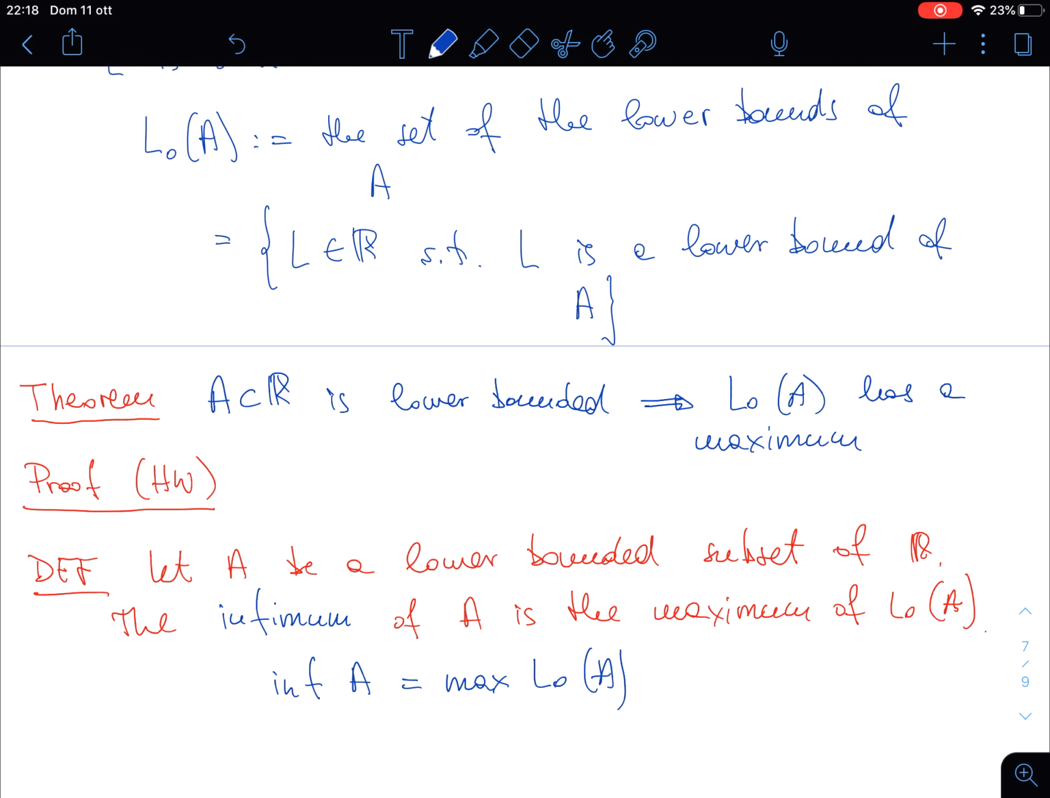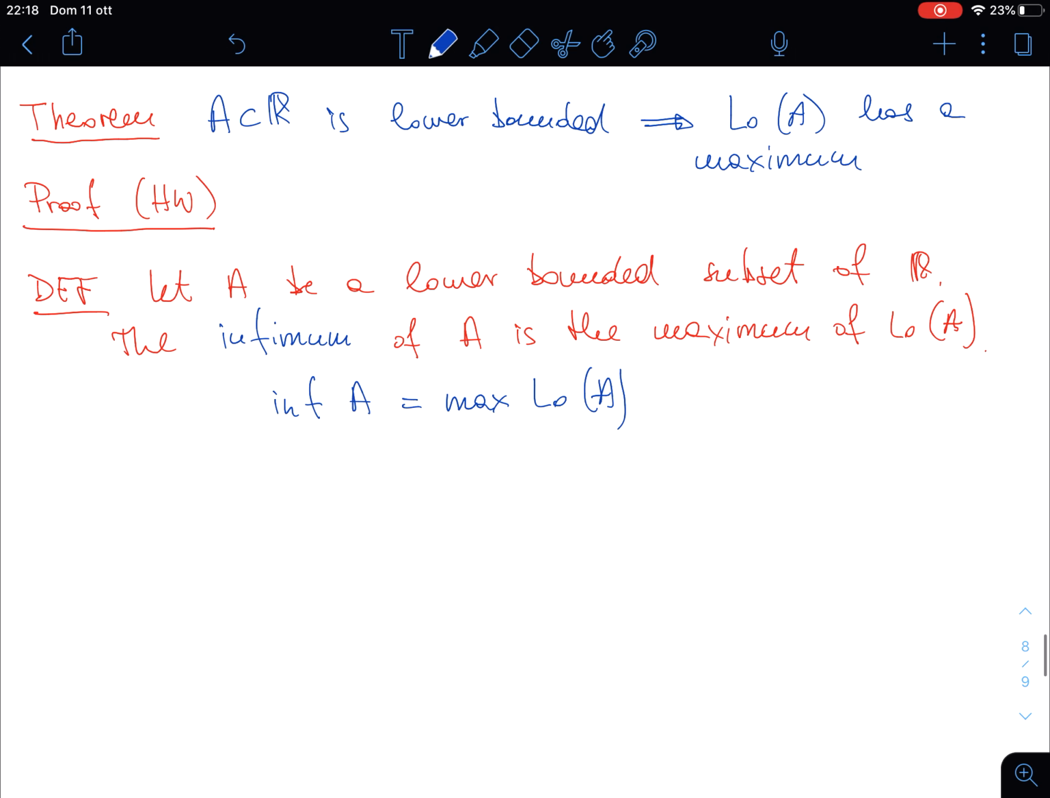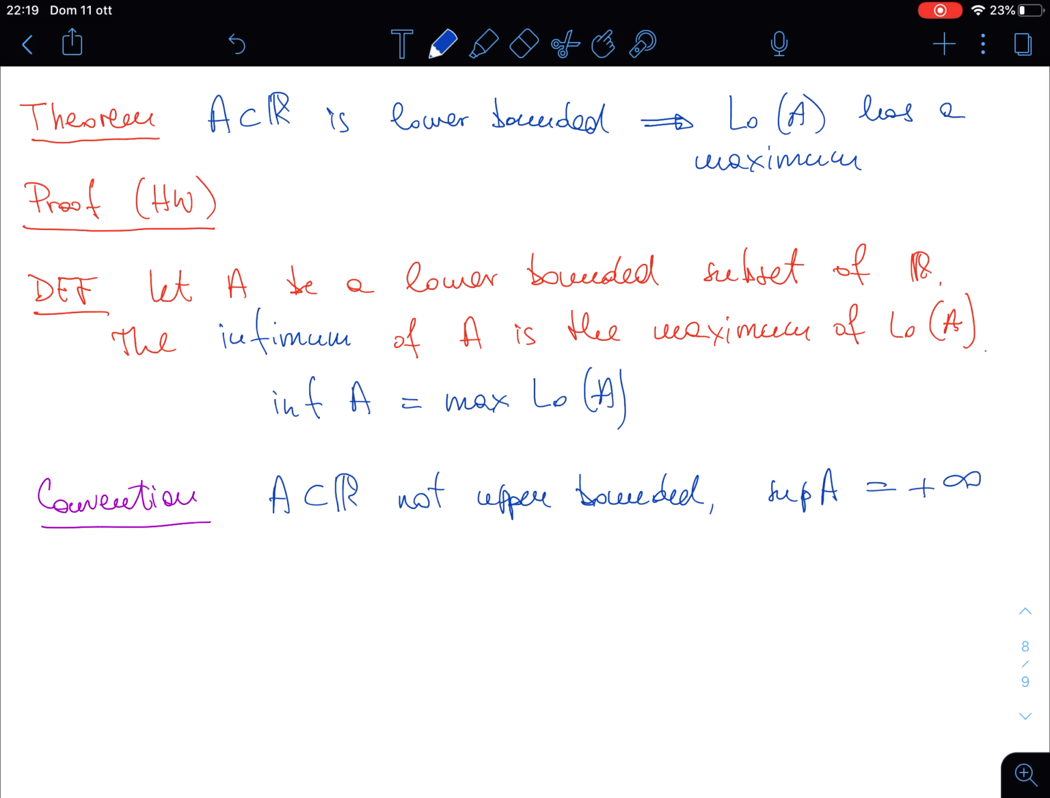Okay, to complete everything, we say that there is a convention that says if A, a subset of R, is not upper bounded, then the sup of A is said to be plus infinity, and if it is not lower bounded, the infimum of A is minus infinity. Okay?